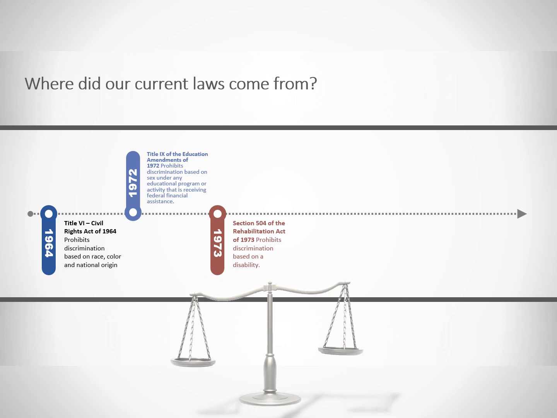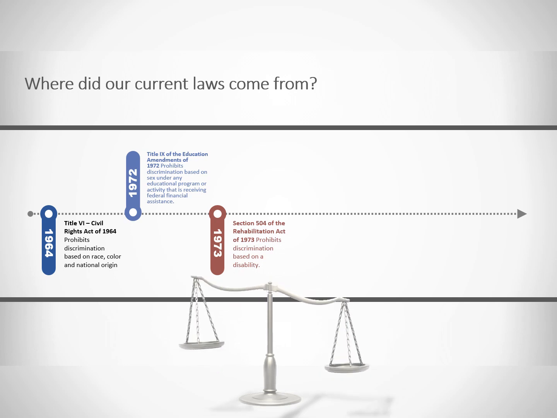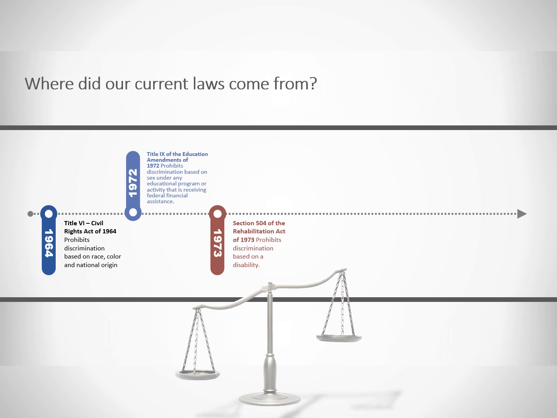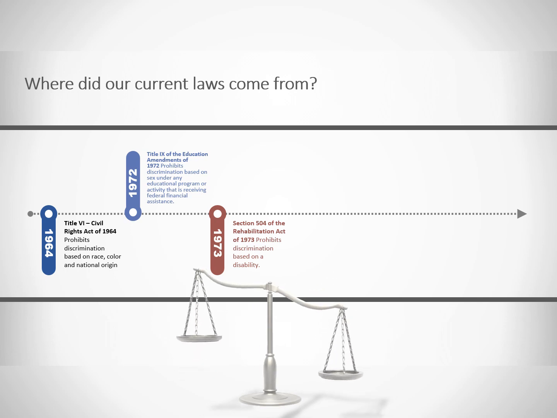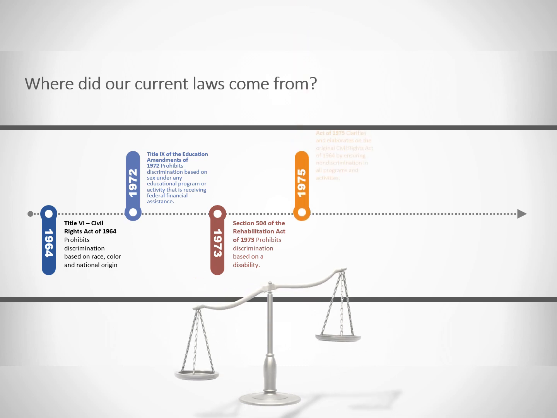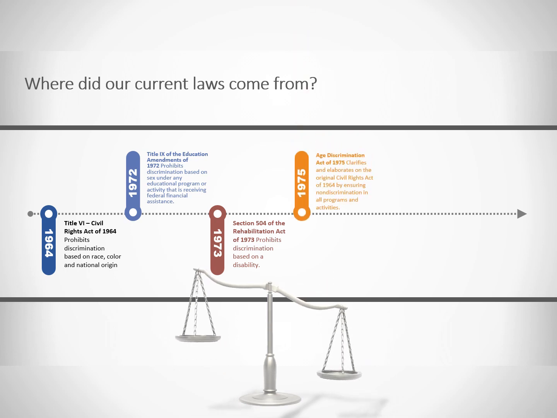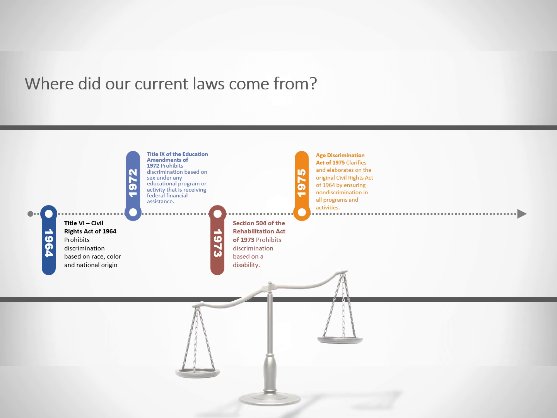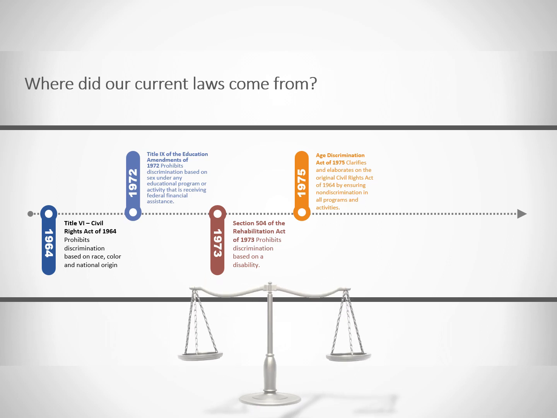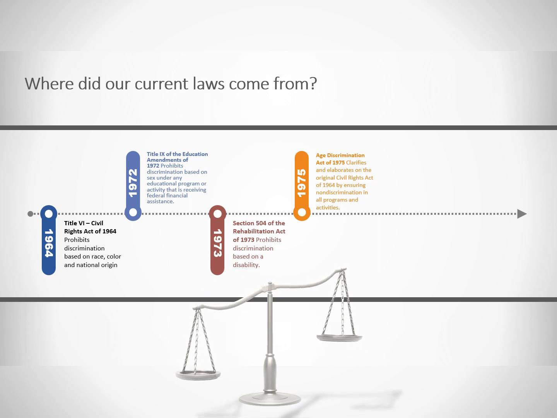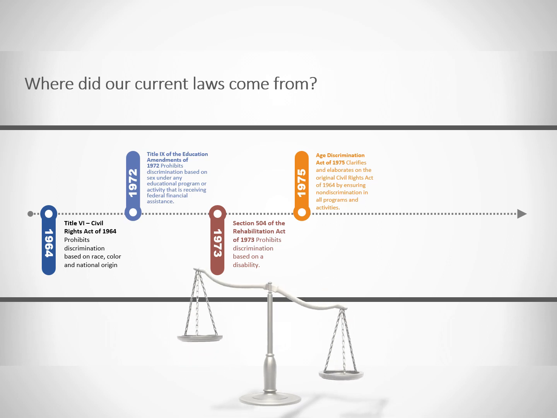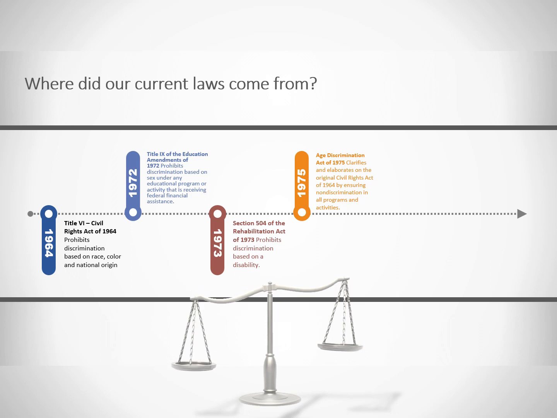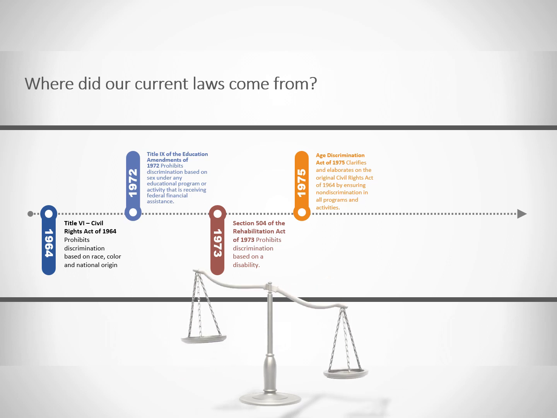In 1973, Section 504 of the Rehabilitation Act of 1973 prohibits discrimination based on a disability. In 1975, the Age Discrimination Act of 1975 clarifies and elaborates on the original Civil Rights Act of 1964 by ensuring non-discrimination in all programs and activities.